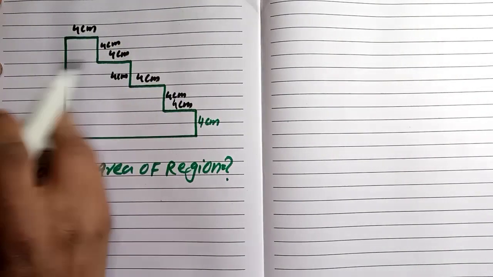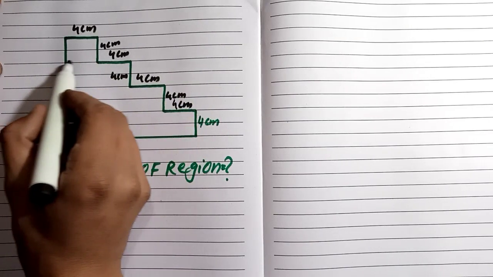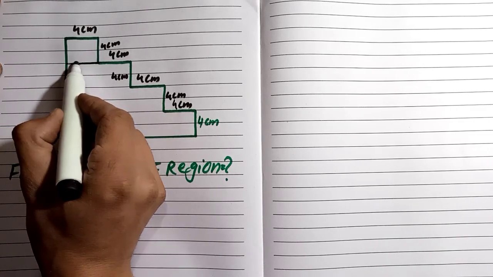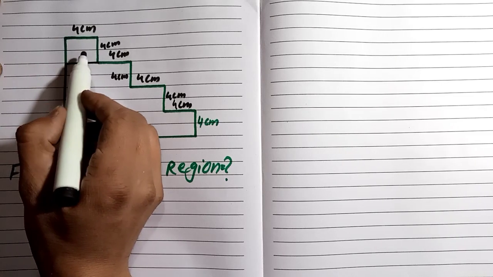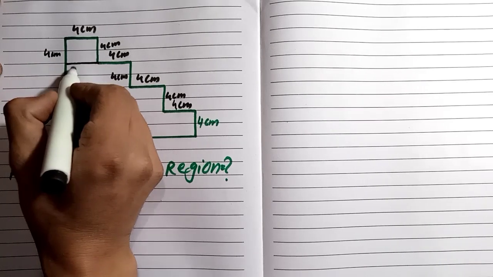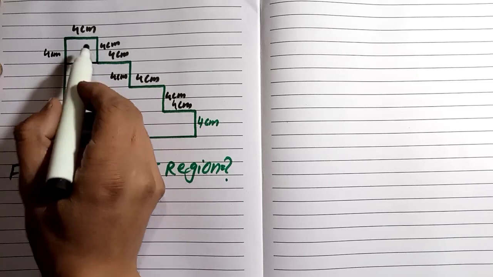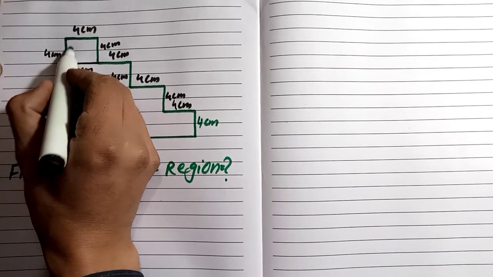So if we see this image, if we convert this shape into square regions, in a square, all 4 sides will become equal. So this is also 4 centimeters, and this is also 4 centimeters. So we can easily find the area of this region.